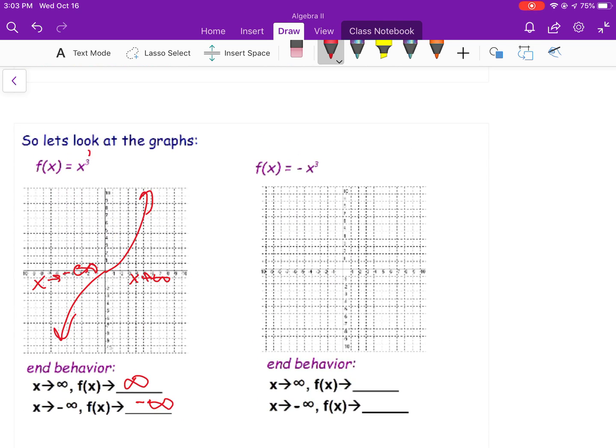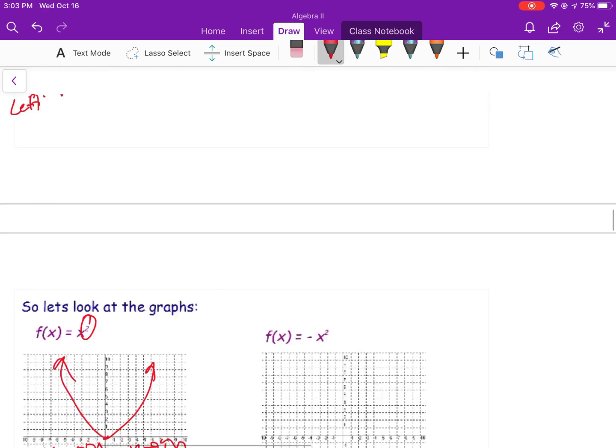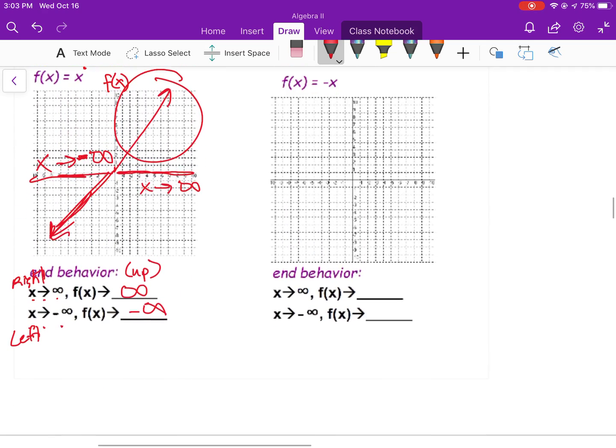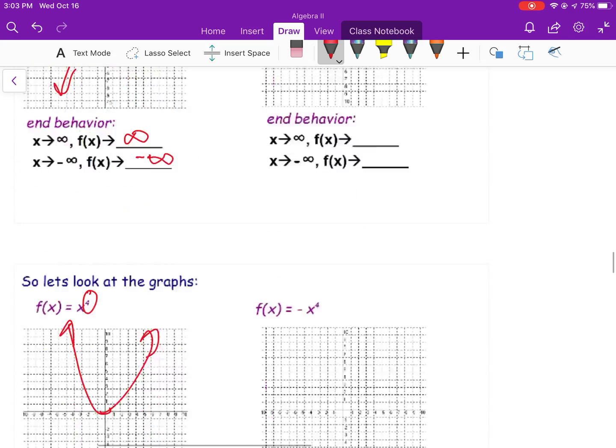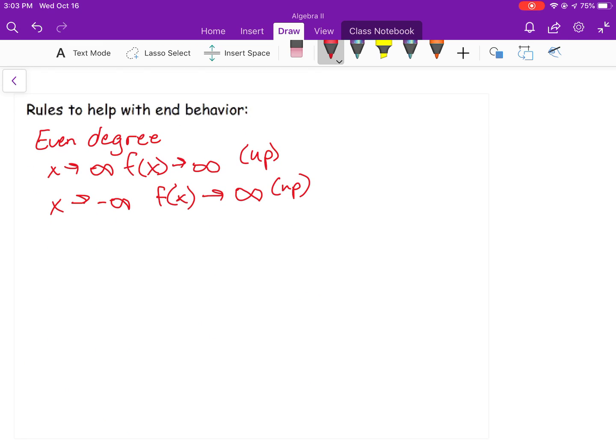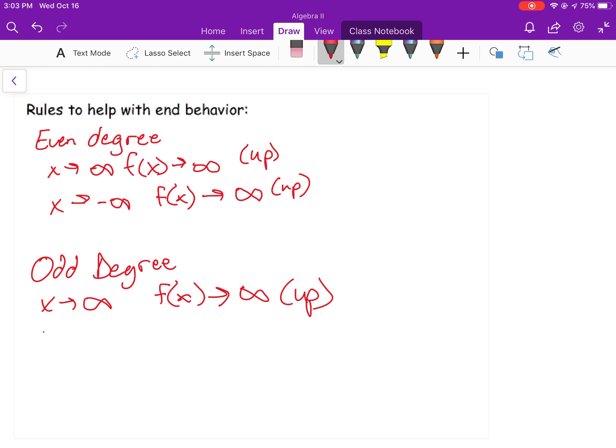Where it's x to the third, which is odd, and even though it's not written x to the first, which is also odd, it's going up on the right side. So on the right side, the function is going up. On the left side, the function is going down.